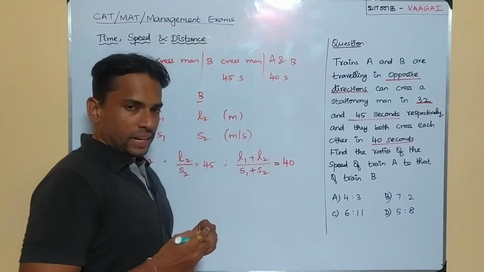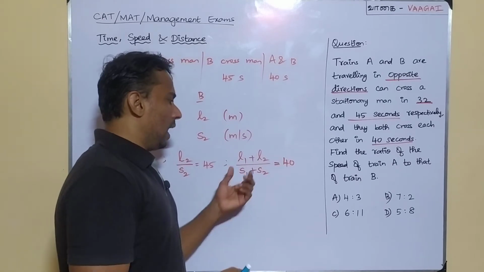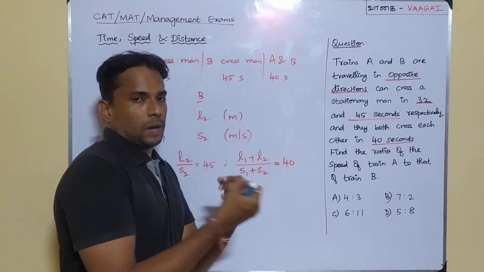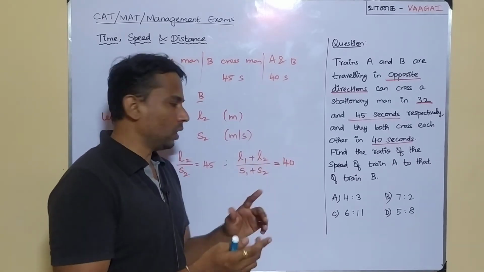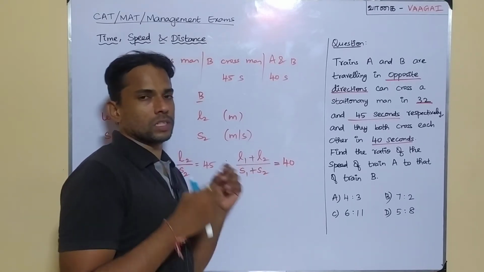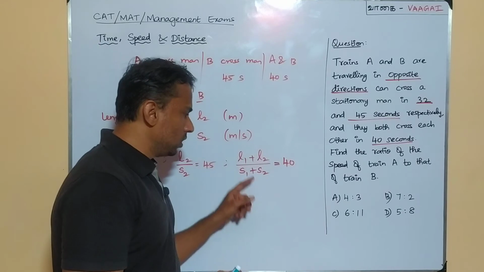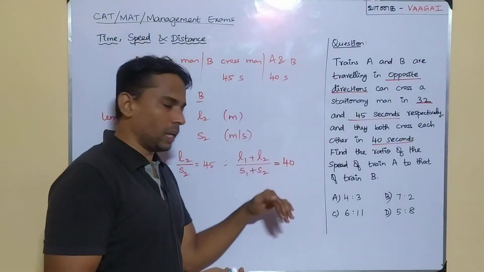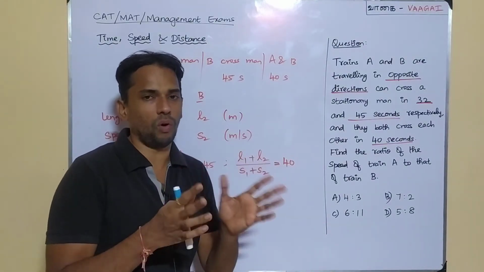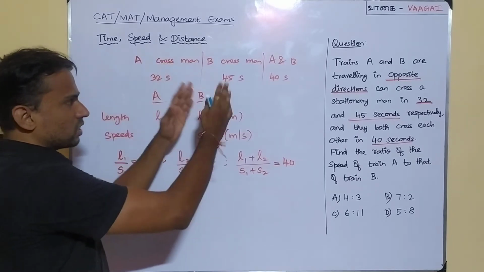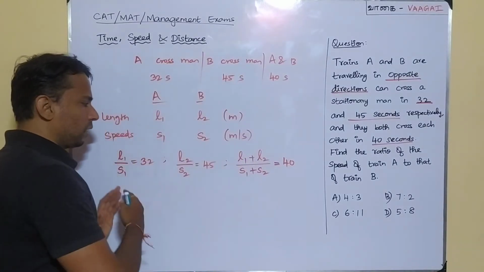Two trains are going to cross each other, and the distance will be the sum of the total lengths, divided by the relative speed, which we have to add. So this will be L1 plus L2 divided by S1 plus S2, which is equal to 40. From the three cases given in the question, we have formed three clear relations.